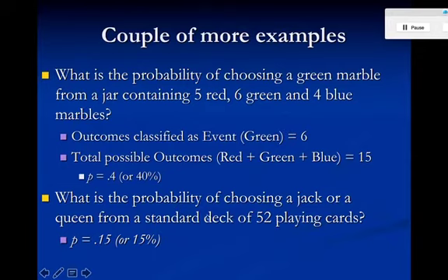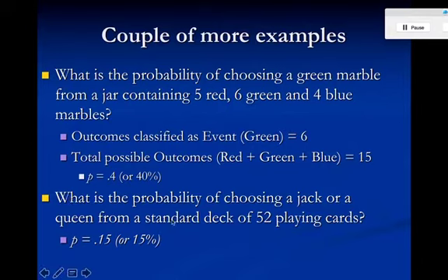So if we now look at other options, what is the probability of choosing a jack or a queen from a standard deck of 52 playing cards? This one is now getting even a little bit trickier, because what we're now saying is, okay, we have events classified as 2 possible things here. The 2 possible things are jacks or queens, because I want to know the probability of me getting a jack or a queen. Not just a jack, not just a queen, but a jack or a queen.